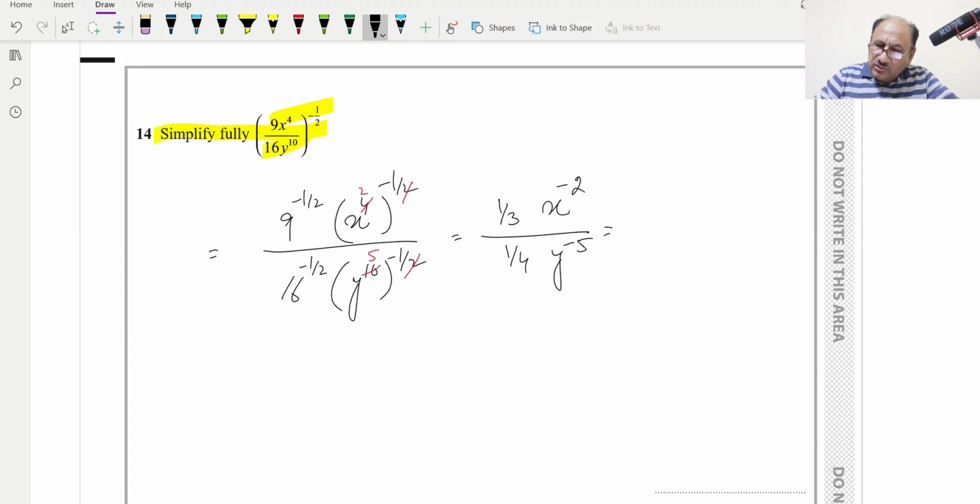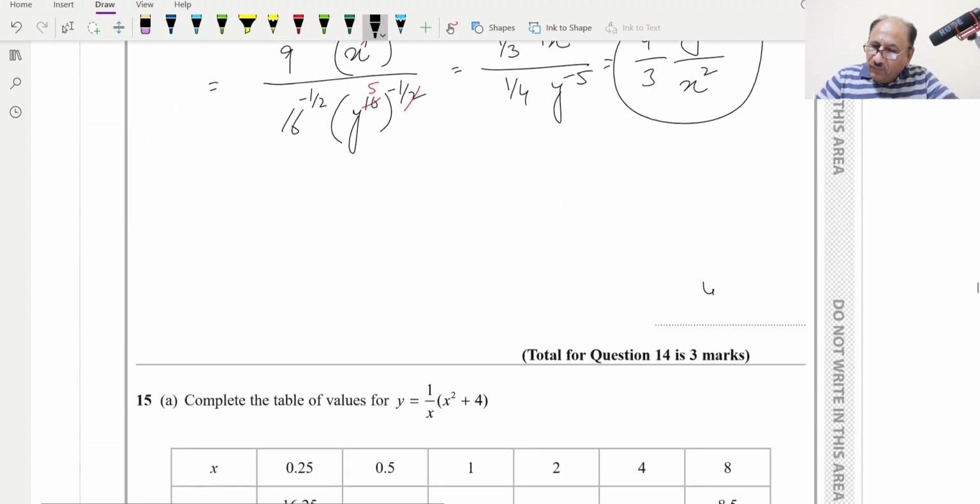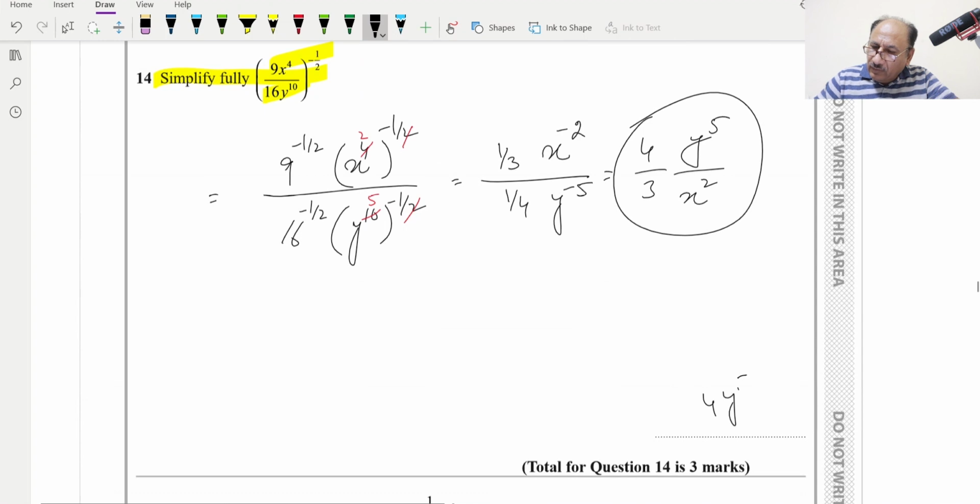Now we can solve this fraction, or we can just write the reciprocal, so it will be 4 over 3 and y raised to the power 5 over x raised to the power 2, and this will be our answer. We can provide over here 4y raised to the power 5 over 3x squared. This will be the answer.